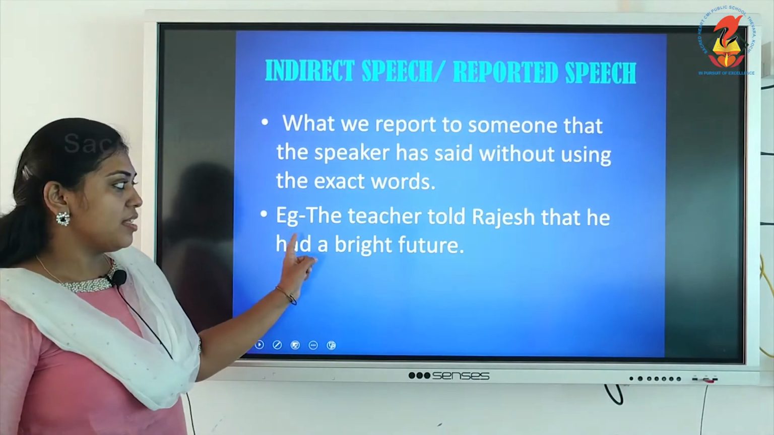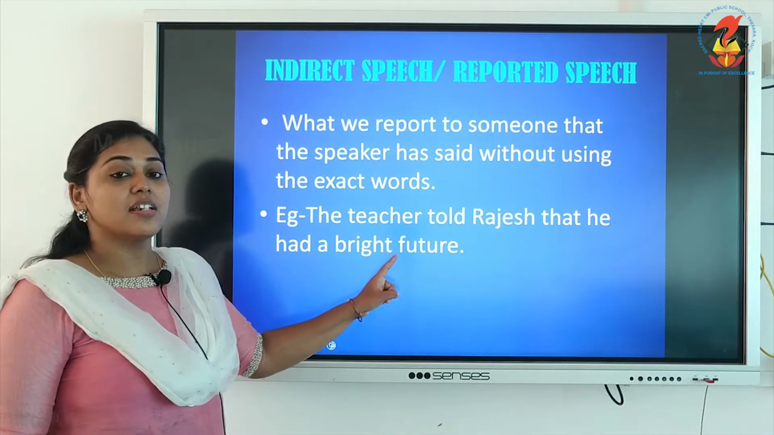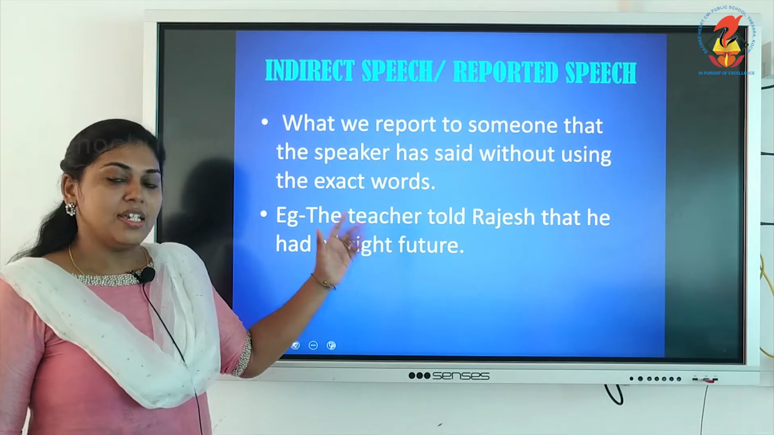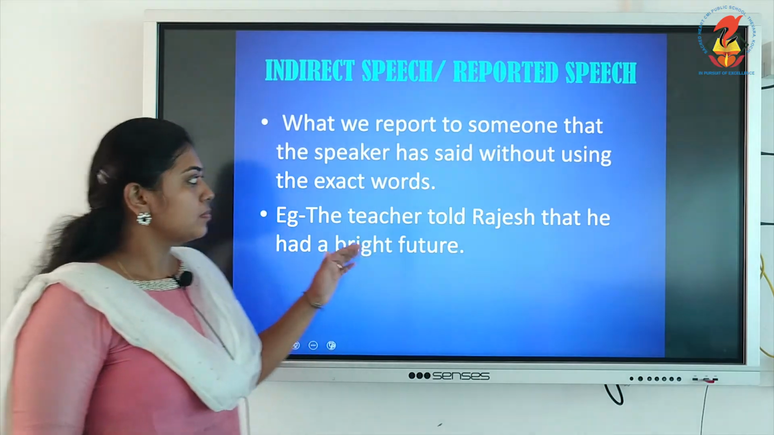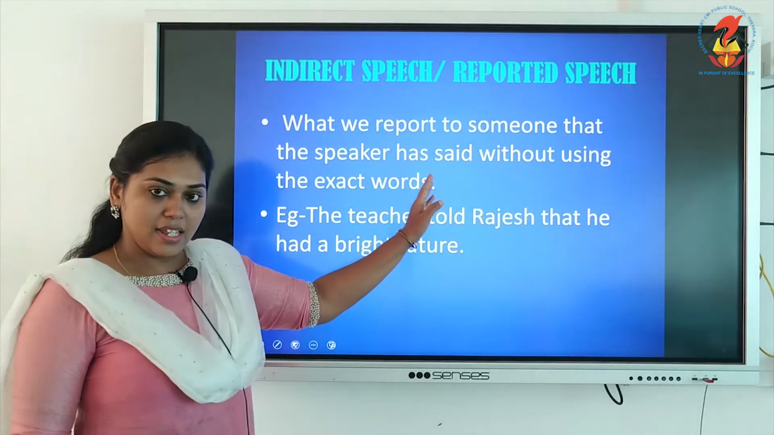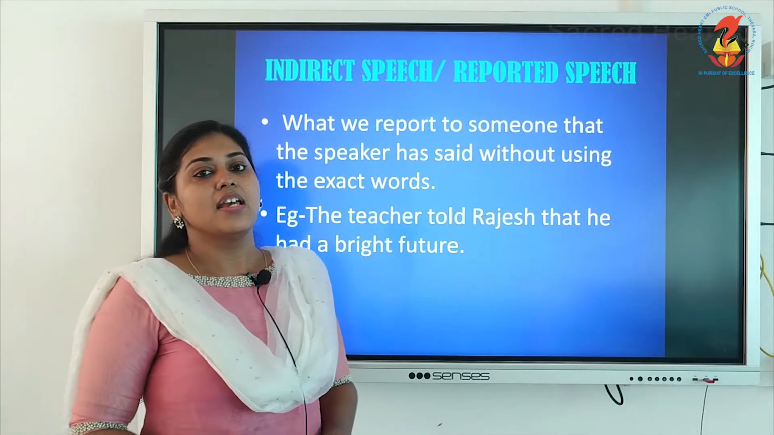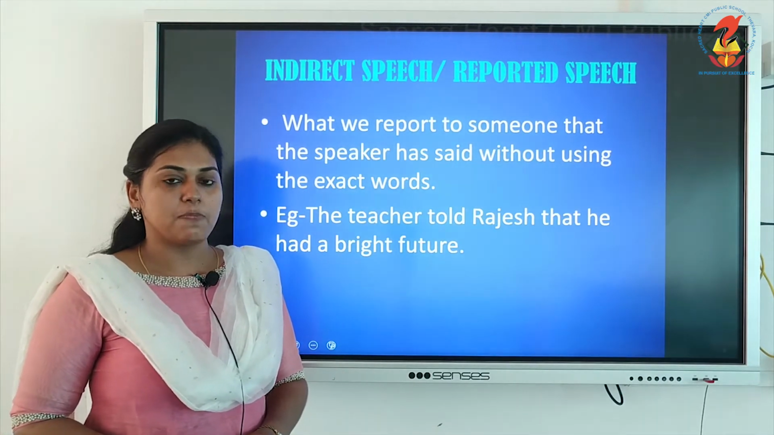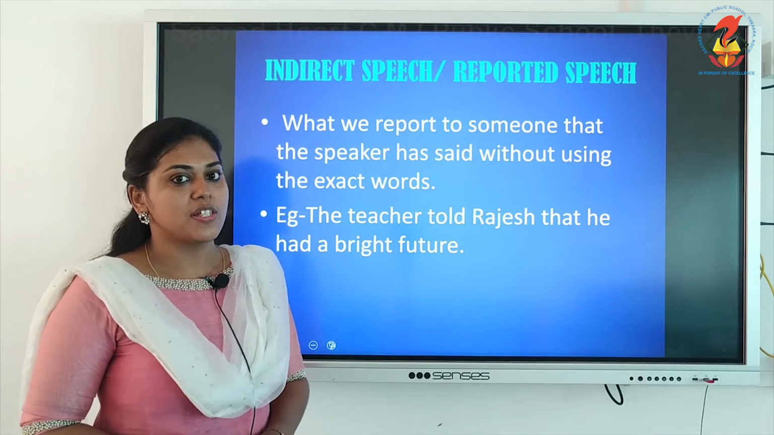Whereas if I put it in this way, the teacher told Rajesh that he had a bright future, then this is what we call indirect speech. Here I have changed a few words in the dialogue. So what we report to someone that the speaker has said, without using the exact words, is what we call indirect speech. Indirect speech is also called reported speech because we are reporting the dialogue to someone.